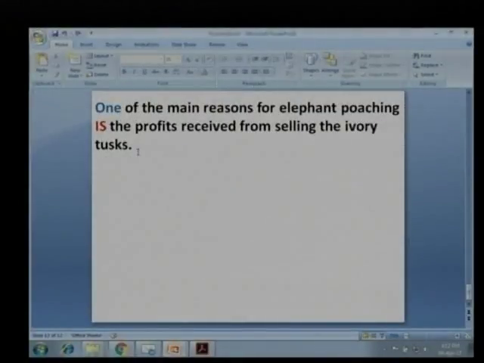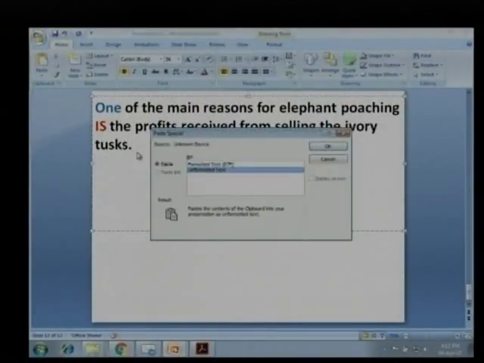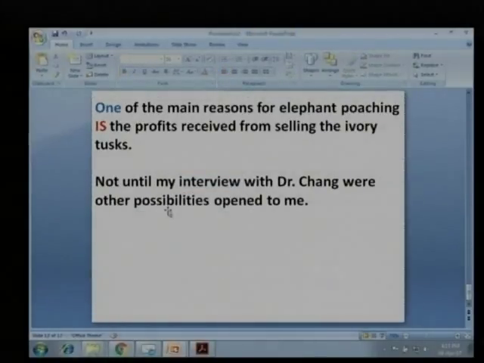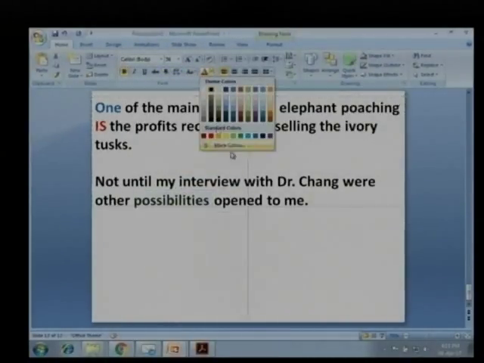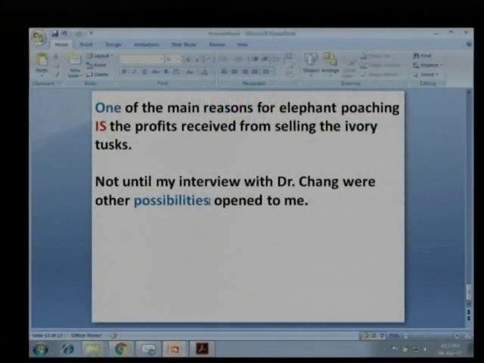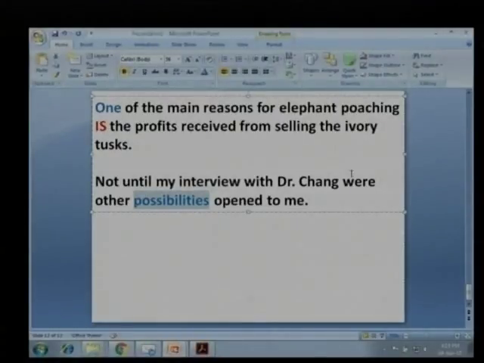Statement number 2, let's see if we need to make any correction here. Not until my interview with Dr. Chang were other possibilities opened for me or opened to me. What is the subject here? Is the subject Dr. Chang? Is the subject the interview? No, the subject is possibilities. What are the possibilities? Since it's a plural form, the were is absolutely fine.